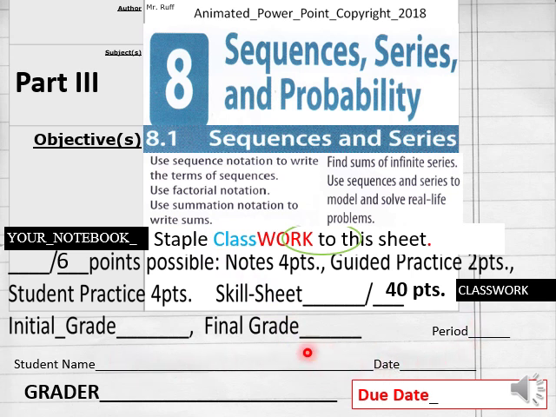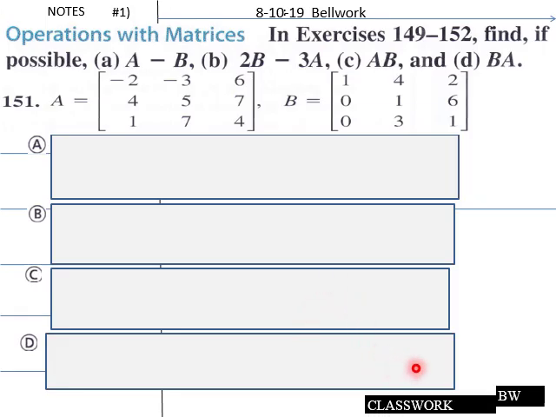Name, date, period, and if you're taking this online, put your due date here. And today's bell work, students: find, if possible, A, B, C, and D here. Here's your A, here's your B, so do that. And I'll give you 5-6 minutes for that.